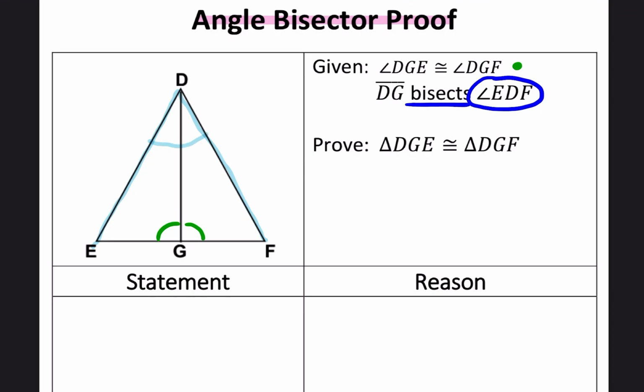This is getting cut into two congruent pieces, right? So what that really means is that this angle here is congruent to this angle here. And we're putting the two markings because we don't want to get it confused with our first given. All right, now before we go into writing the proof, we really need a method.